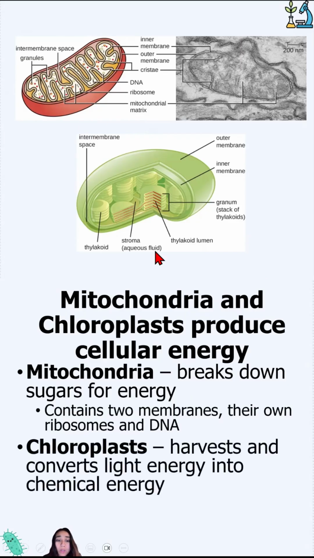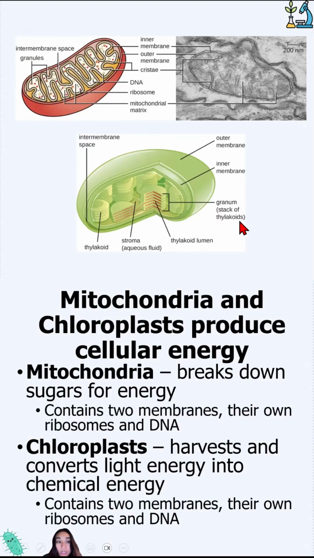Then we have the chloroplasts. Chloroplasts, what they do is they collect light energy or convert light energy into chemical energy so that the cell can use it. Obviously, chloroplasts are found in plants and some other types of photosynthetic microbes and things like that. But yeah, chloroplasts are going to be for photosynthesis essentially.